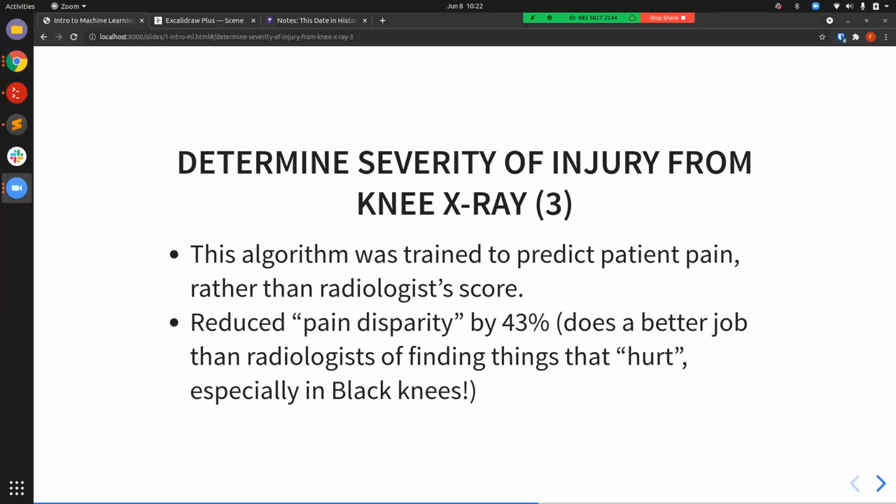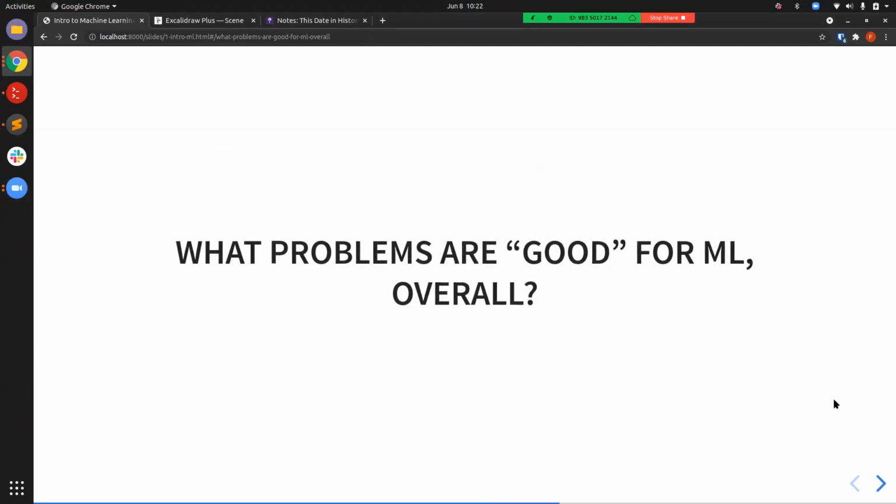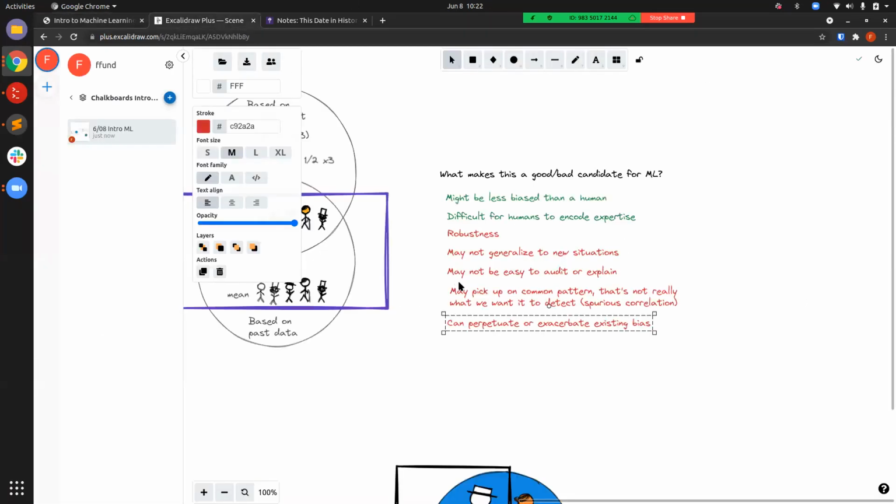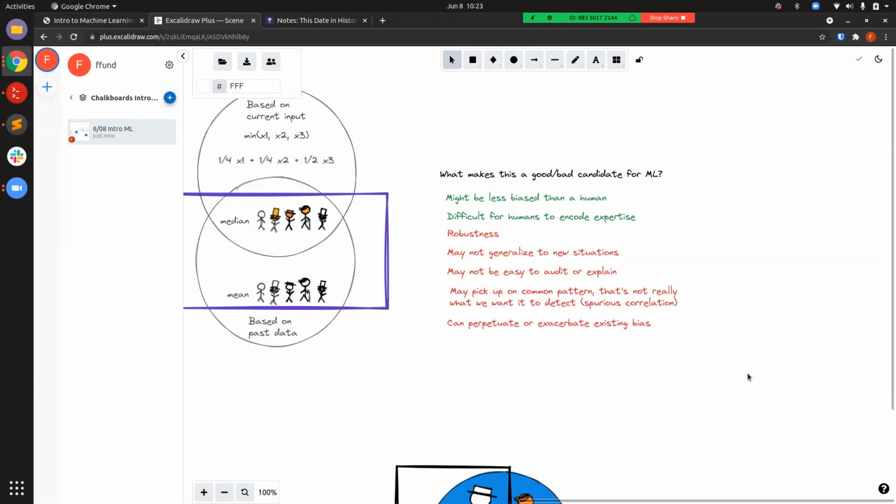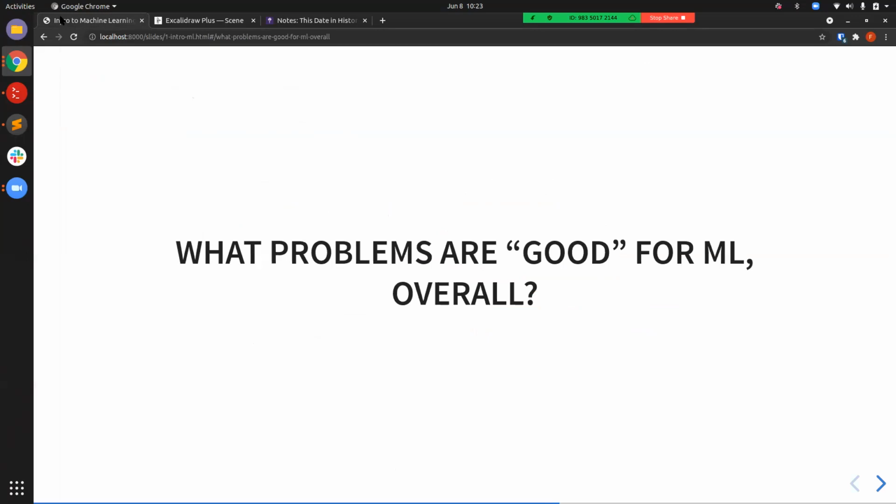Okay, so what are the problems that are good for machine learning overall? Can we summarize what we've learned? What makes something good for machine learning or not? Well, we said it could be less biased than a human. Problems where it's difficult for humans to encode their expertise. Problems where we're concerned about generalizing to new situations, explaining or auditing, or perpetuating existing bias. Those might not be good candidates.